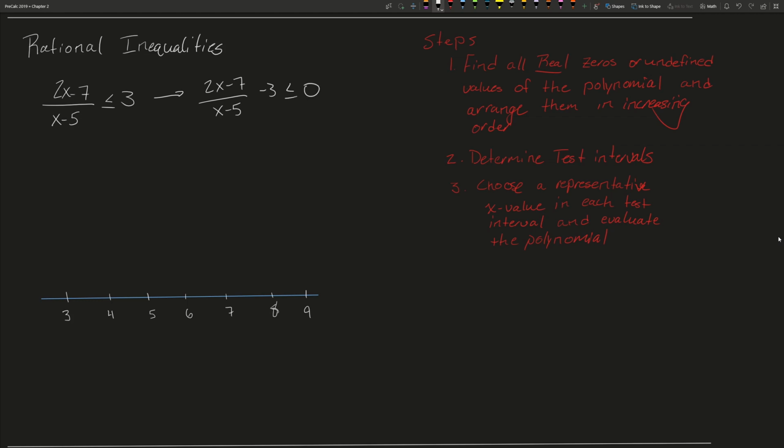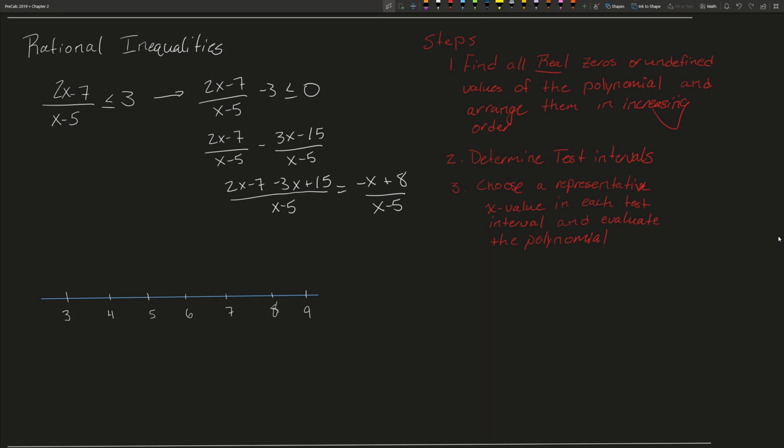Then we can subtract these two things by finding a common denominator. The common denominator for 3 and x minus 5, we'd have to multiply 3 by x minus 5 over x minus 5 to get 3x minus 15 over x minus 5. Then we get 2x minus 7 minus 3x plus 15 in the numerator and x minus 5 in the denominator. When we simplify this, we get negative x plus 8 over x minus 5.